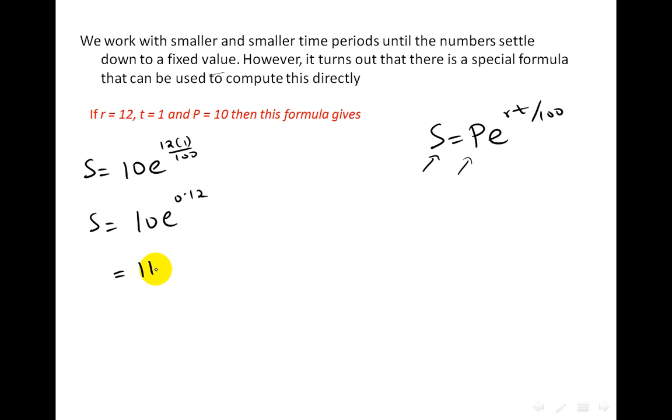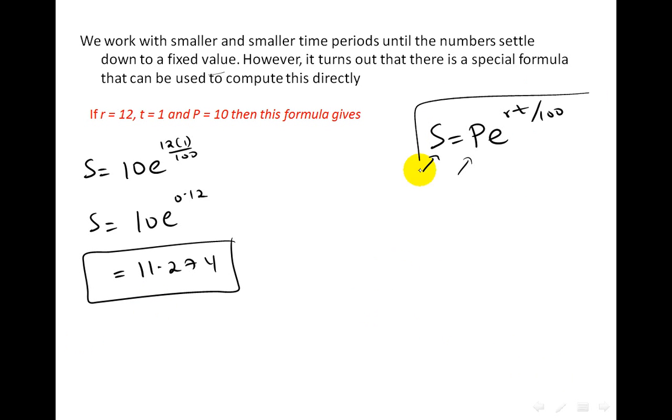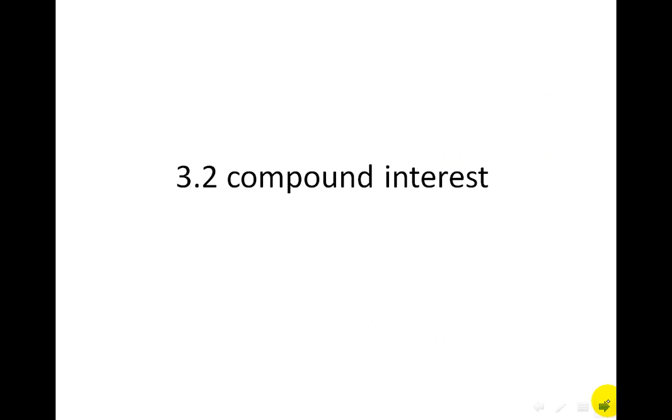And I found my answer, 11.274. So if you remember what was our answer weekly, it was almost 11.27 something. So it's getting almost to a fixed value, which is 11.27. Alright, let's take another example. Of course, don't forget this formula. It's only for the interest when it's compounded continuously.